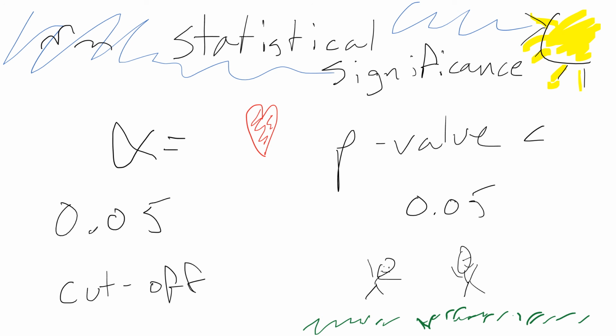This 4% chance of being wrong is less than the 5% chance we would be okay with at the outset of our study. This is what we call statistical significance. Statistical significance means there's enough evidence to reject the null hypothesis based on our preset alpha value.